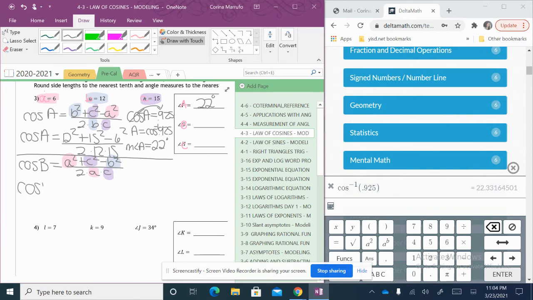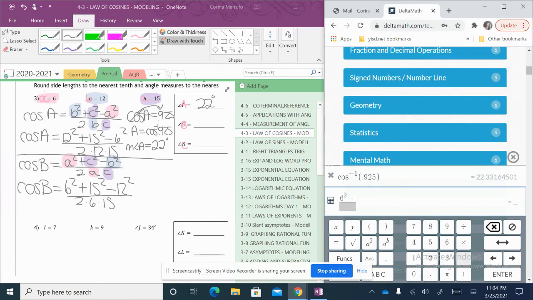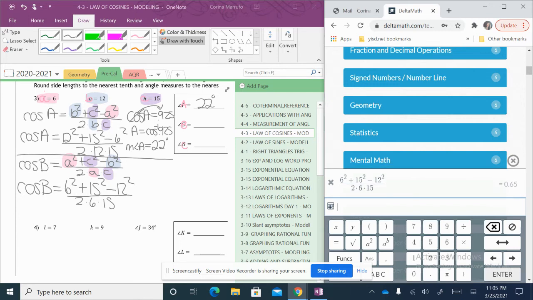Okay, so I'm going to go ahead and plug in all of those numbers where they belong. So cosine of big B, that's what we're looking for. A squared is 6, so 6 squared plus C squared, 15 squared, minus B squared, which is 12 squared, over 2 times 6 times 15. I'm going to put all of that in my calculator. I start with the division sign. On the top, we have 6 squared plus 15 squared minus 12 squared over 2 times 6 times 15. We hit enter, that gives me 0.65.